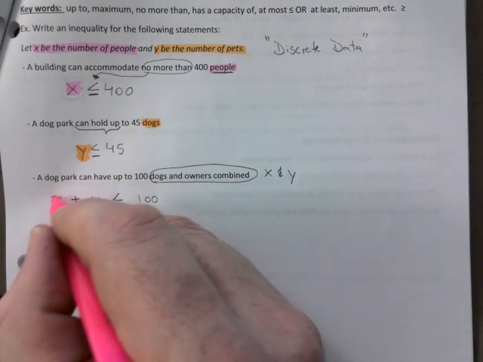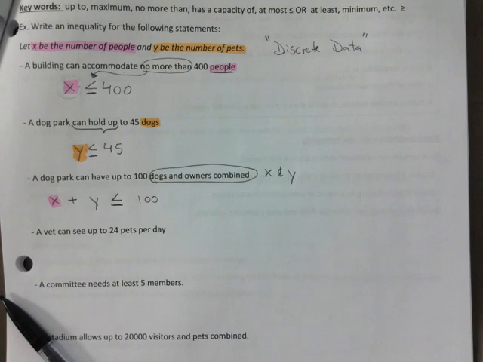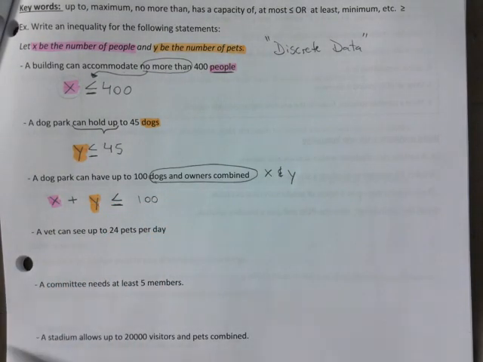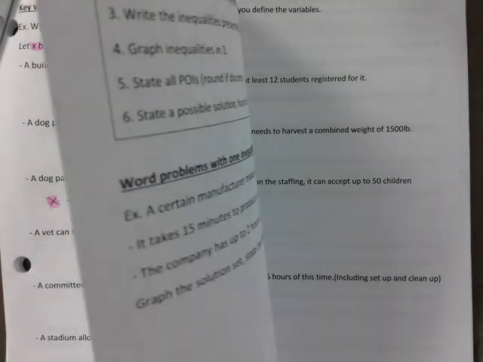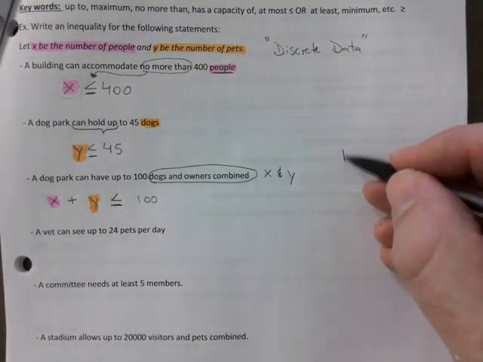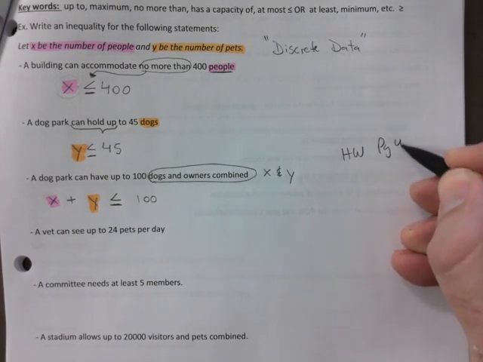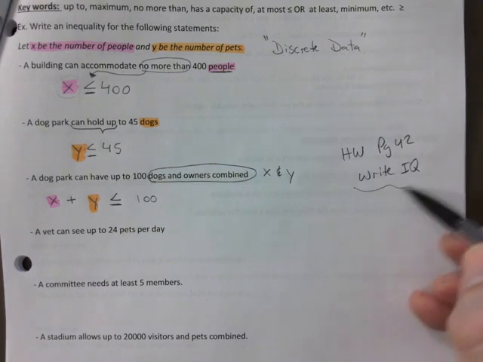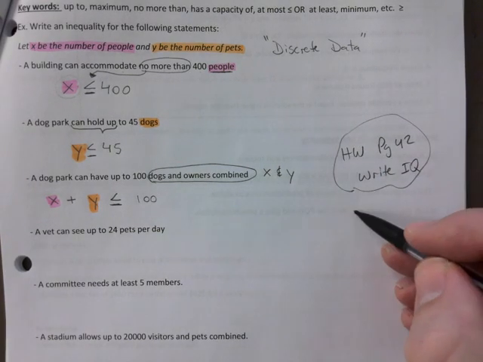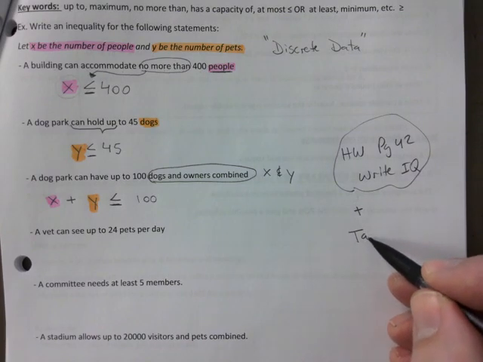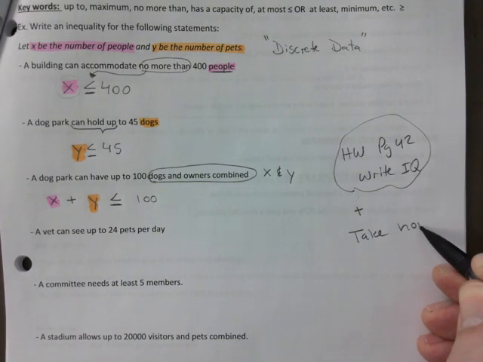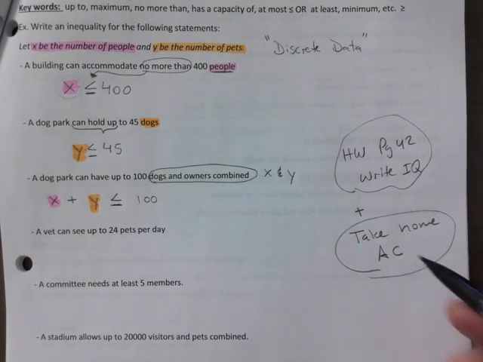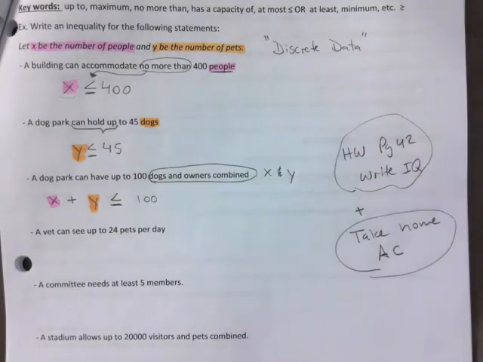Is your head hurting already? I bet it is. Can I ask you to take some time and let me just peek here. All I want you to do, your homework, is to finish this page, write the inequalities you see, plus take home AC. Both are important. 3 inequalities, you're going to have to do that again on your own, okay?